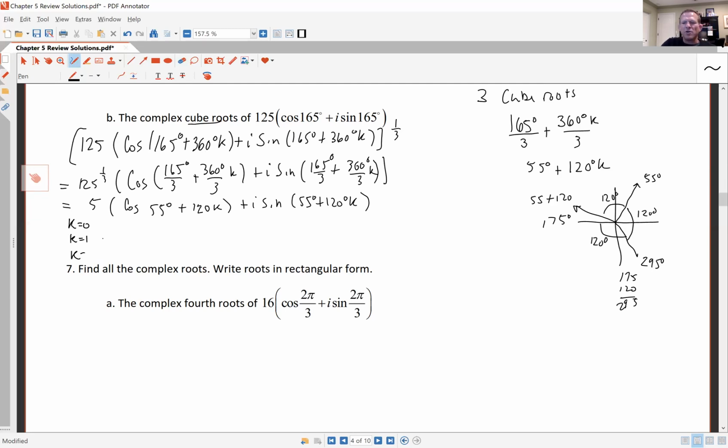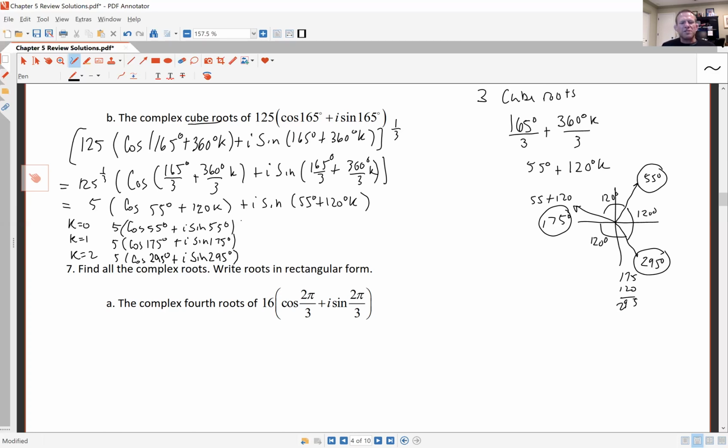So like I said a little bit ago, you could just literally take these numbers and go straight into what I'm going to do now. 5 cosine 55 degrees plus i sine 55 degrees. That's the first one. Second one, 5 cosine of 55 plus 120, which is 175, plus i sine of 175. Last one, when k equals 2, cosine of 295 plus i sine of 295.